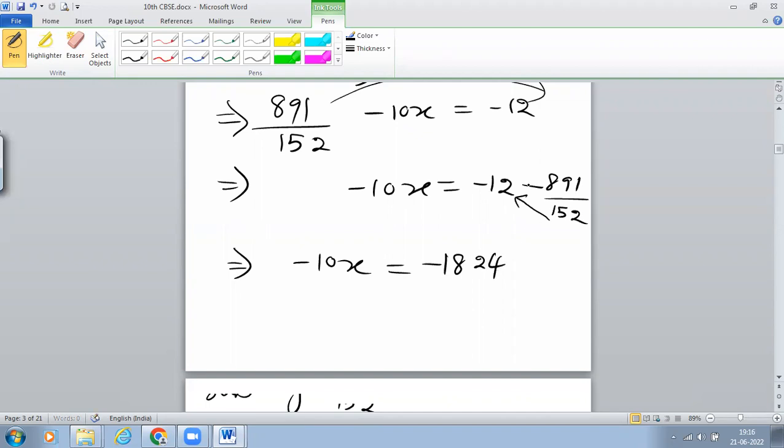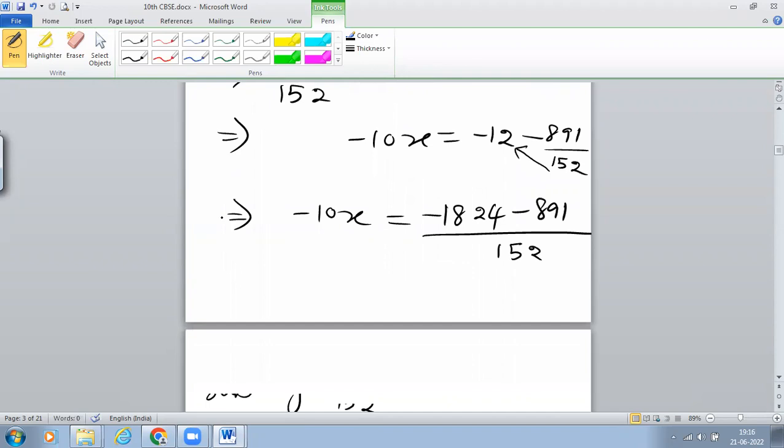So minus 1824 minus 891, the whole divided by 152. This is how we have to simplify. Now minus 10x is equal to, both are minus in the numerator, minus 1824 minus 891. If both numbers have a negative sign, we have to add and put the negative sign. So what is 1824 plus 891? What is the answer?